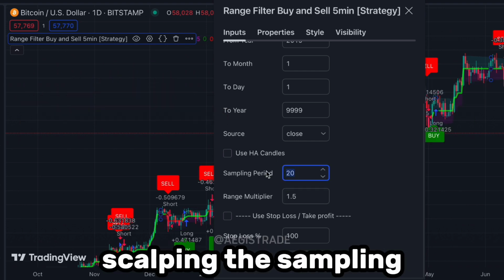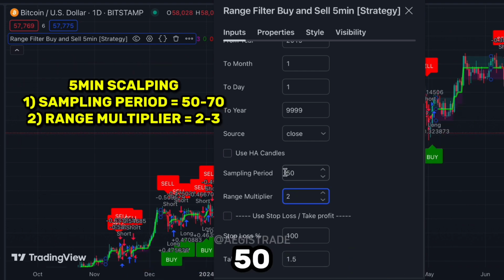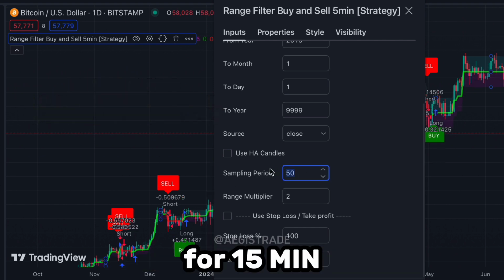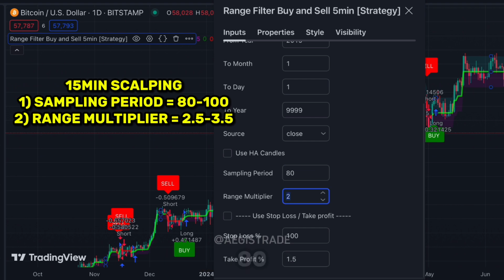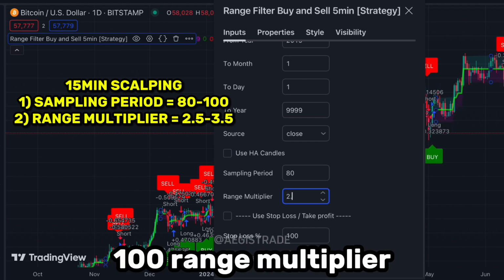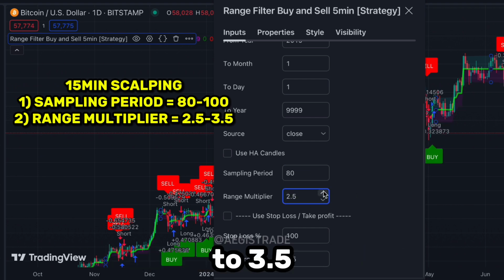For 5 minute scalping, the sampling period will be 50 to 70. Range multiplier will be 2 to 3. For 15 minute scalping, the sampling period will be 80 to 100. Range multiplier will be 2.5 to 3.5.